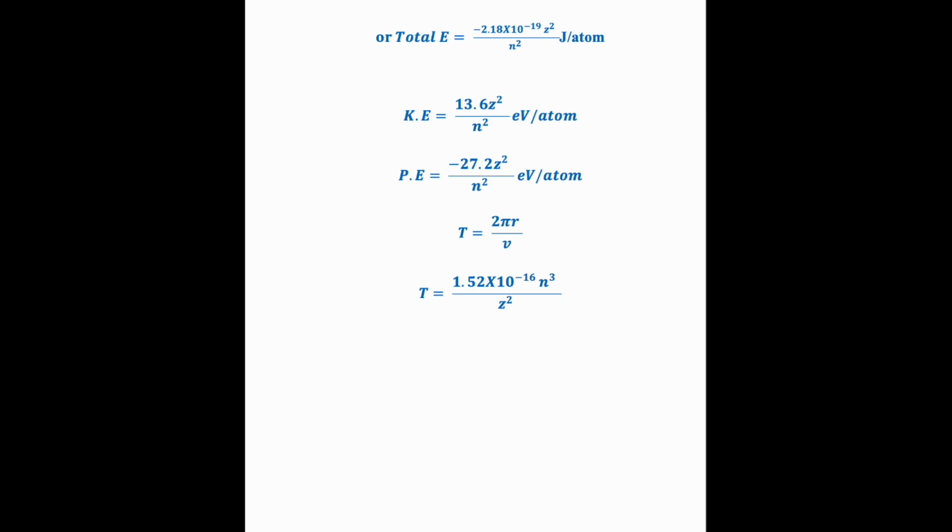Now to calculate the time, time is equal to distance upon speed. That means the circumference of the circular path in which the electron is moving, so 2 pi r upon v. Substituting the value of v over here, we get time is equal to 1.52 into 10 to the power minus 16 n cube over z square in seconds. Now from this expression you can see that the time is proportional to the cube of n, the number of the orbit in which the electron is present, and inversely proportional to the square of the atomic number of the element.